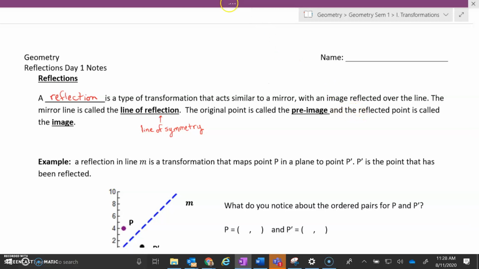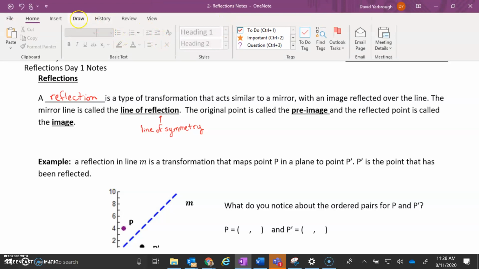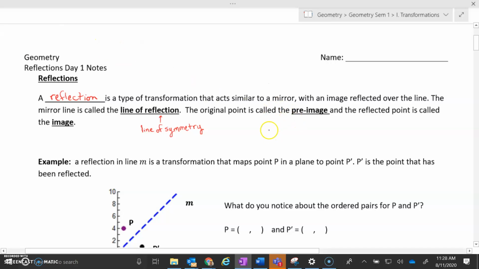Okay? Oftentimes, I will use the word prime. So this is point A, but this would be point A prime. Again, we read it as A prime. Prime means like the latest edition. So if we're going to choose iPhones or something like that, we're going to get the iPhone Prime because it's like the most updated.